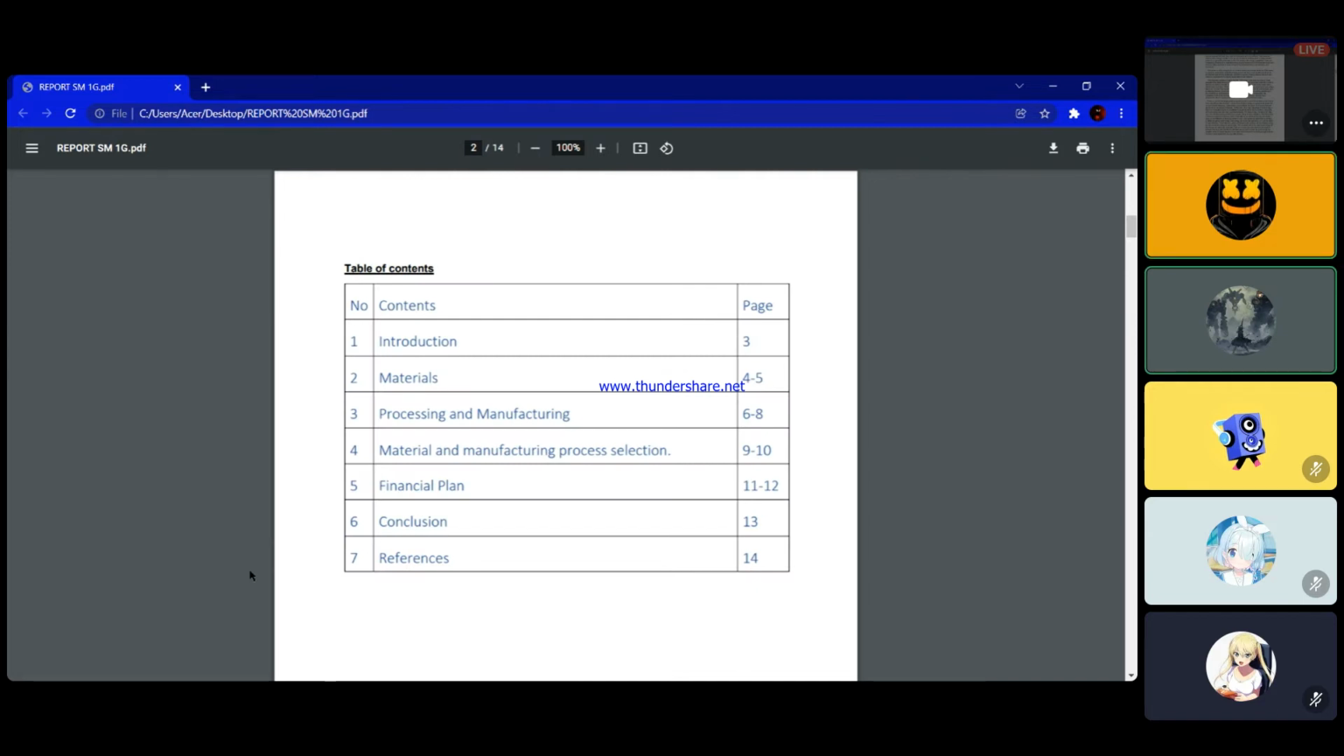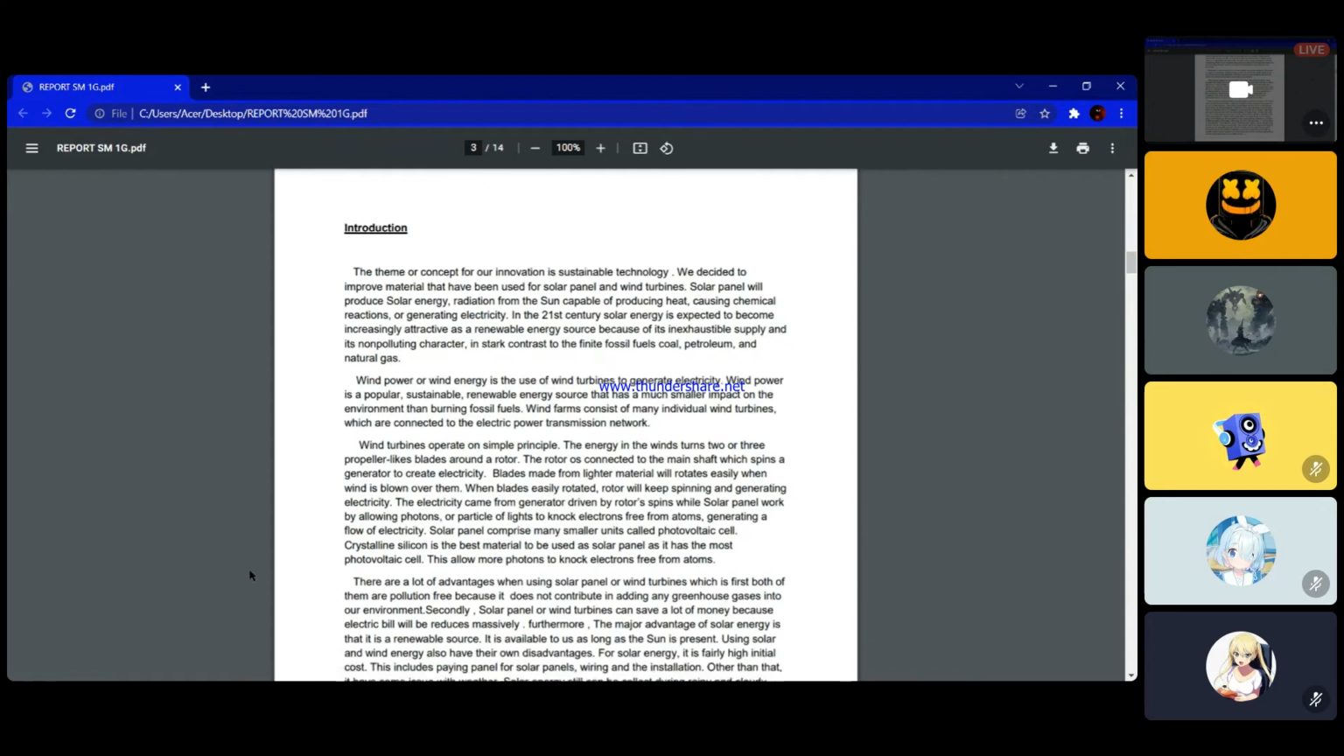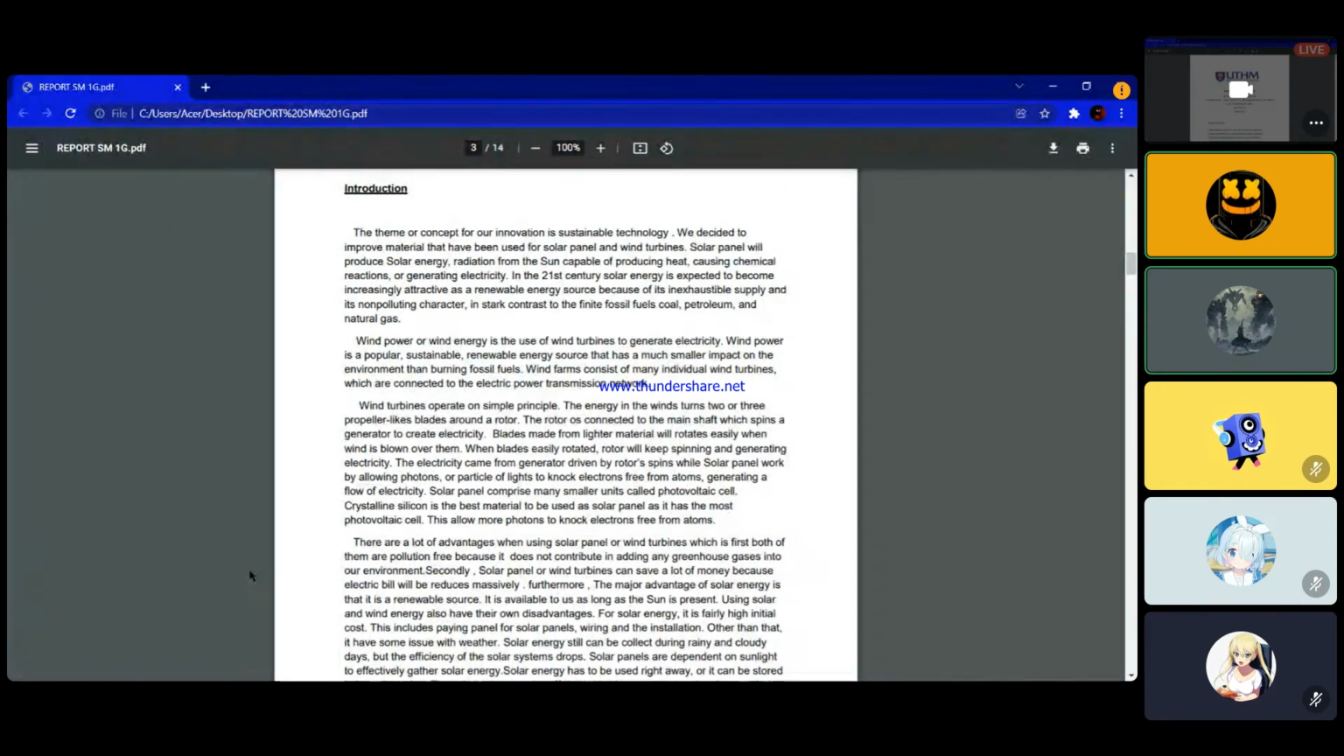Next, we go to the table of contents. We have introduction, material, processing and manufacturing, material and manufacturing process selection, financial plan, conclusion and reference. For the introduction, the theme of the concept for our innovation is sustainable technology. We decided to improve the material that has been used for solar panels and wind turbines.